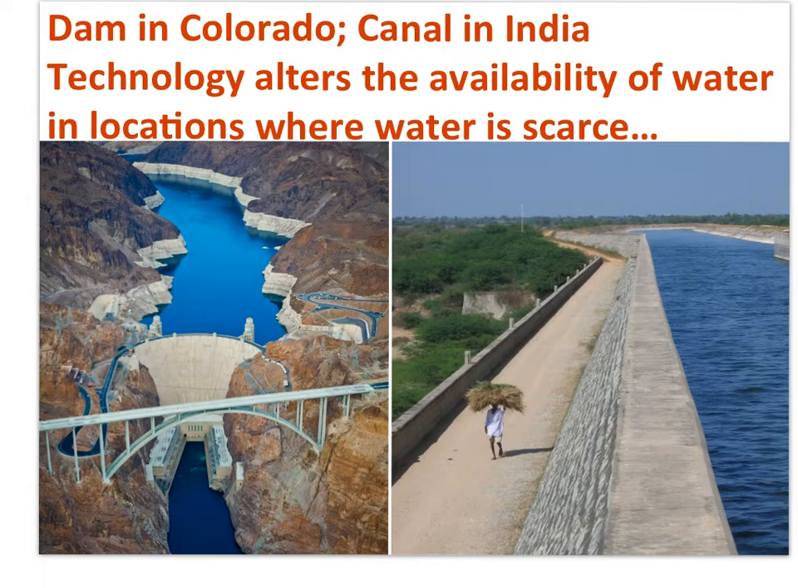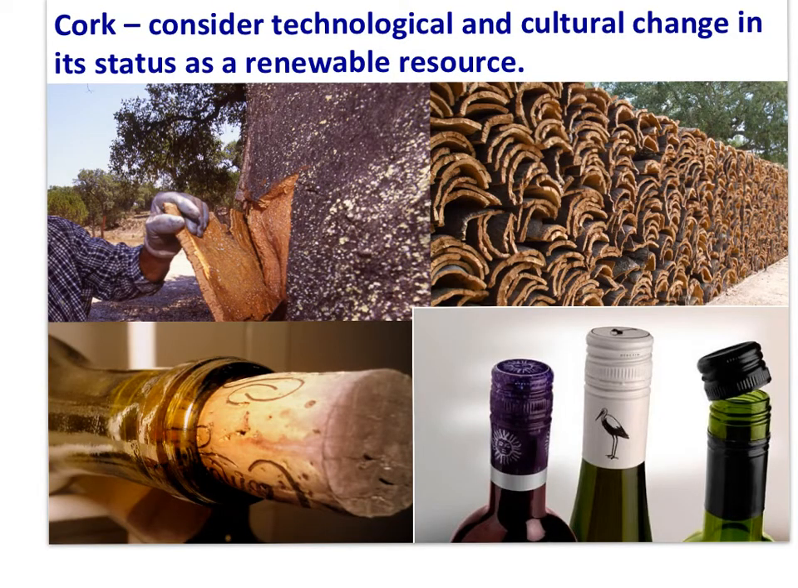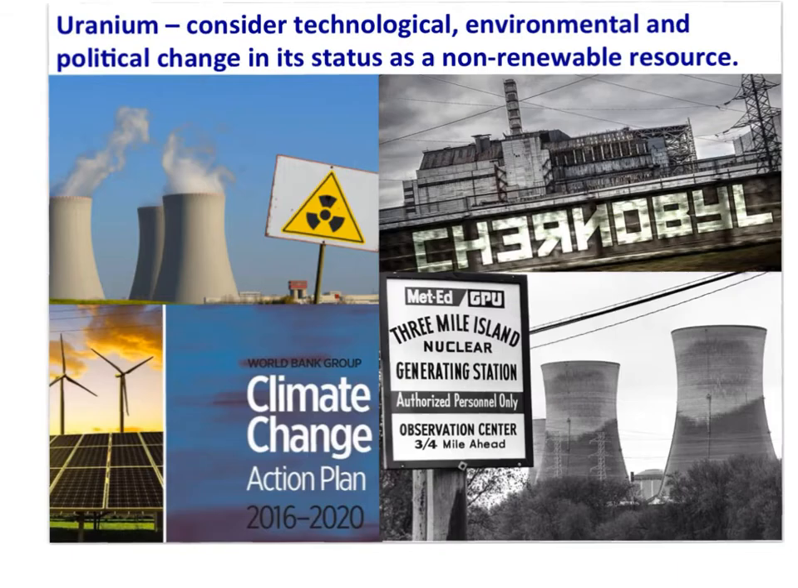Historically, cork was used in the wine industry to stopper bottles. Cork is a renewable resource harvested from trees, and its status as a resource is on the decline. Changing technology and cultural preferences for aluminum screw-on caps have changed the status of cork.